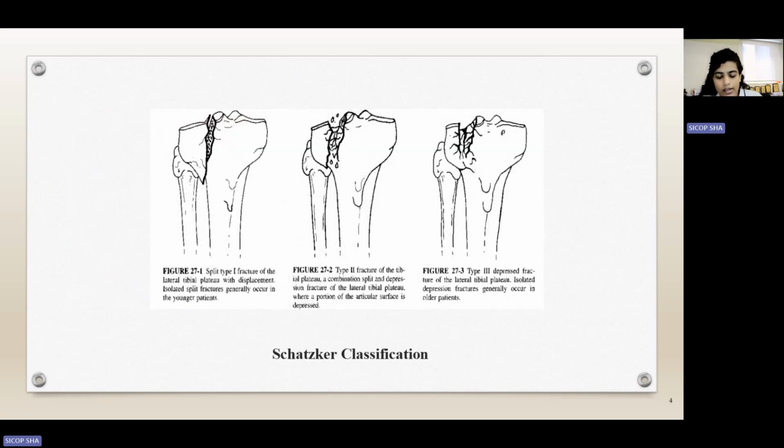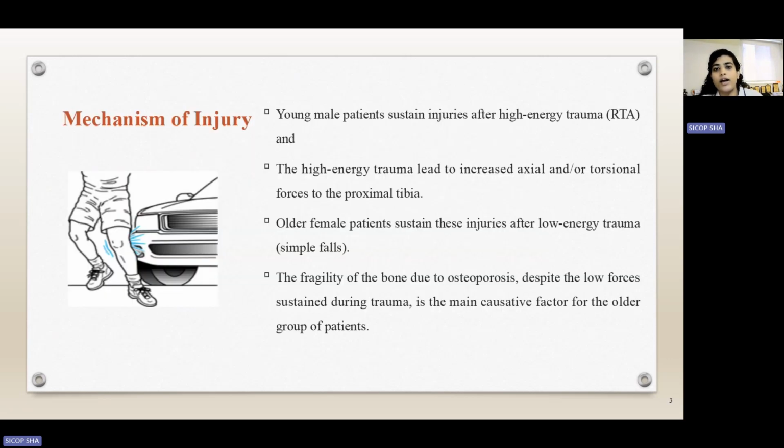Mechanism of injury. As I said, the younger population is mostly prone to this kind of injury. That is because of road traffic accidents, high intensity trauma. High intensity trauma leads to increased axial or torsional forces to the proximal tibia, which can lead to the fracture.